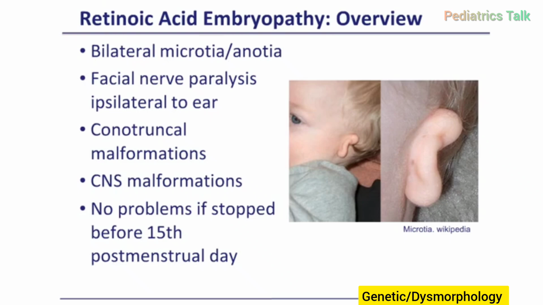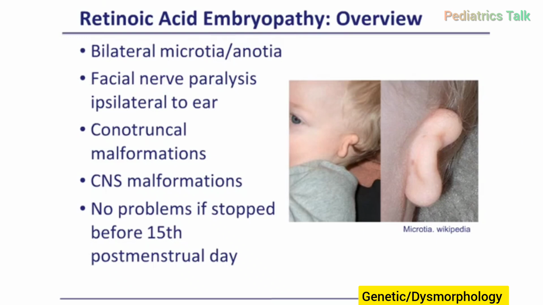Retinoic acid embryopathy specifically has to do with taking of the drug isotretinoin or Accutane related to the timing of conception and thereafter. Again, listed are the most common findings that allow us to feel that this is the diagnosis. Very prominent bilateral microtia or anotia, that is the undevelopment to absence of external ear features. On the same side, facial nerve paralysis.